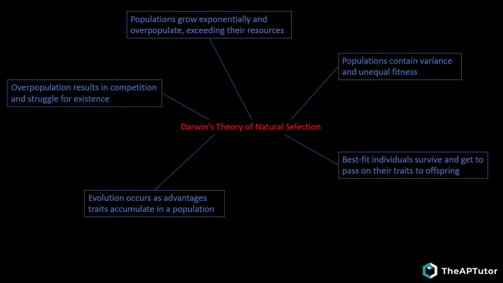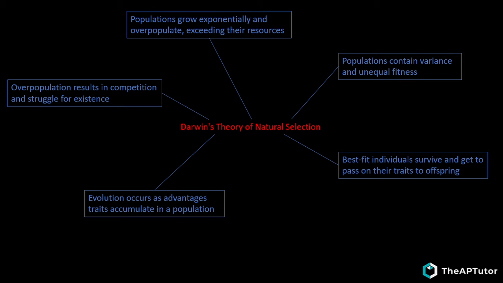So let's look at Darwin's theory of natural selection. In Darwin's theory, he says that overpopulation results in competition and struggle for existence. So when a region is overpopulated, the resources in the region are struggled over, and therefore competition arises between the same species and between different species. Populations grow exponentially and overpopulate, exceeding the resources, and therefore drop back down below the carrying capacity.